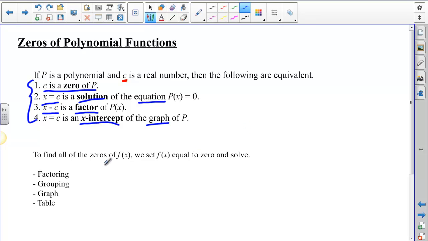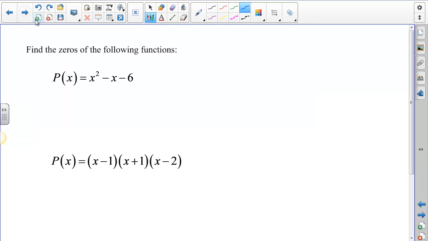Now, how do we figure out what these are? Well, we set f of x equal to 0 and solve. And how do we solve? Well, we solve by factoring. Told you we're going to have to do that again. Grouping. We could look at the graph, or we could also look at the table. And what we're looking to see is where that y value, or f of x, is going to equal 0. So let's do a couple practice problems.